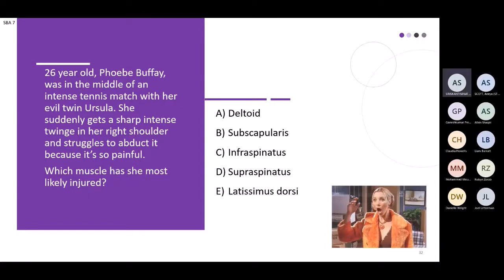So you've got a 26-year-old Phoebe Buffet who's in the middle of an intense tennis match with her evil twin Ursula. She suddenly gets a sharp, intense twinge in her right shoulder and struggles to abduct it because it's so painful. Which muscle has she most likely injured? So I'll open up the polls.